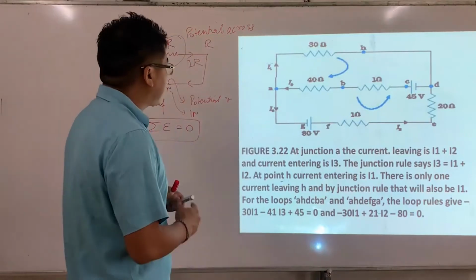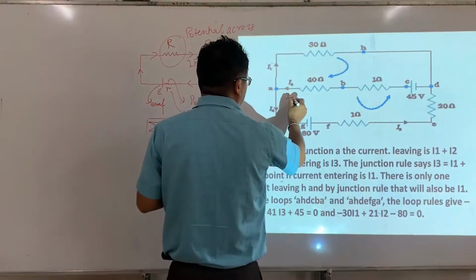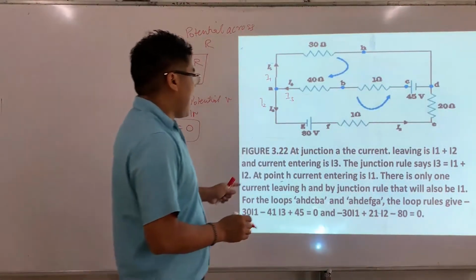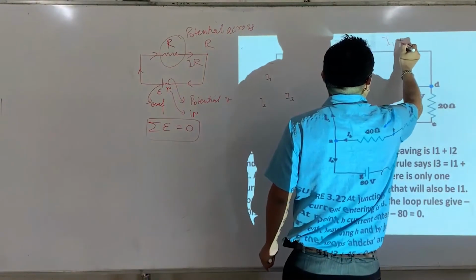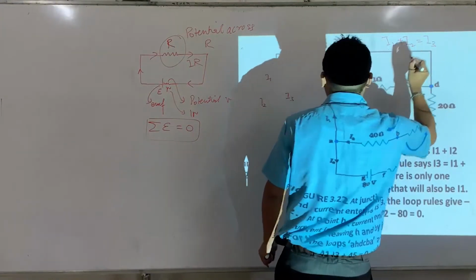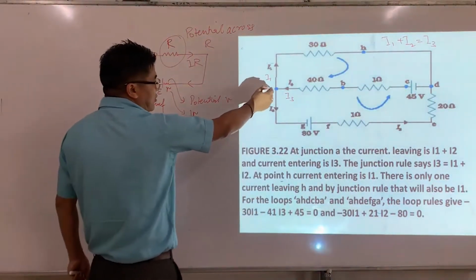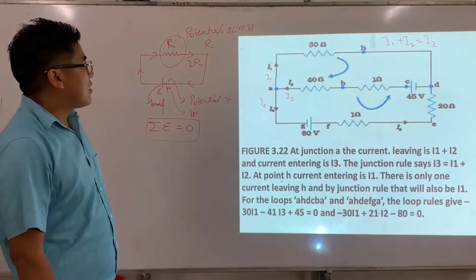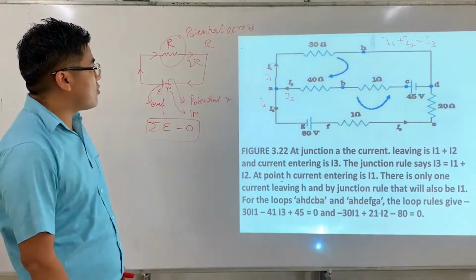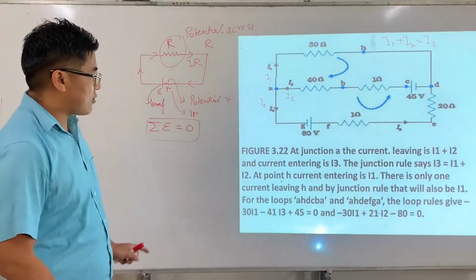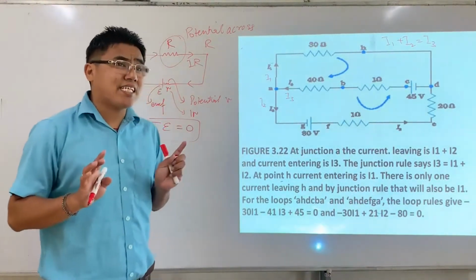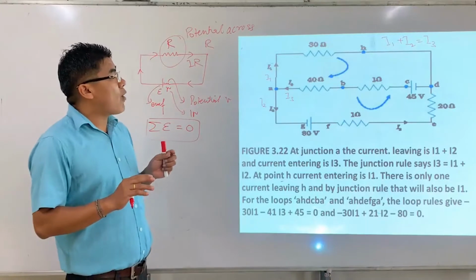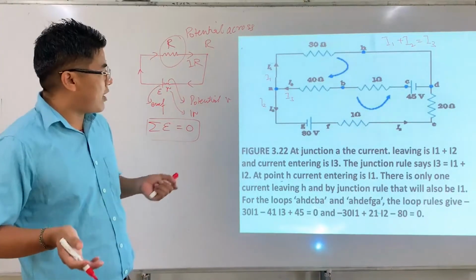So the junction rule says that this is the current, this is actually I3, this is I1, this is I2. So the junction rule says that I1 plus I2 must be equal to I3. Why? Because I3 enters through this junction, then splits into two branches, alright. So therefore, total current, that is I3 entering the junction, is equal to current leaving, I1 plus I2. This gives an idea about the relationship between I3, I1 and I2. Alright, this is how we get one equation.